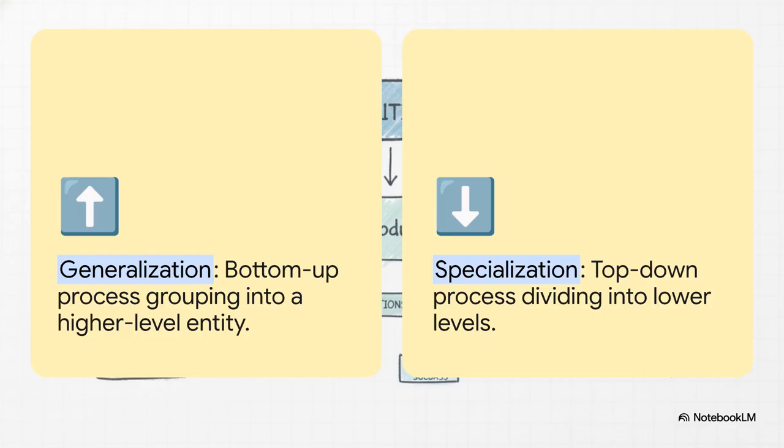Think of generalization as a bottom-up process. It's literally like building a tree, starting from the scattered leaves and working your way down to the solid trunk. We take a bunch of specialized entities, figure out what common attributes they share, and bundle them up into a higher-level general entity. Specialization, on the flip side, is a top-down process. We start right at the trunk, the high-level entity, and divide it outward into branches, creating lower-level subtypes based on what makes them absolutely unique.